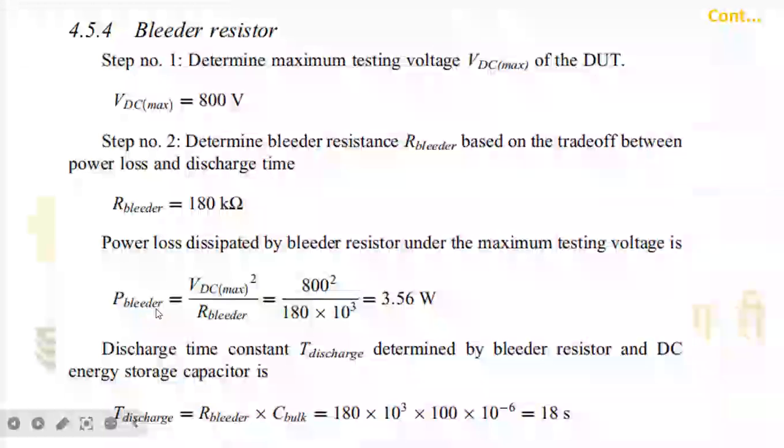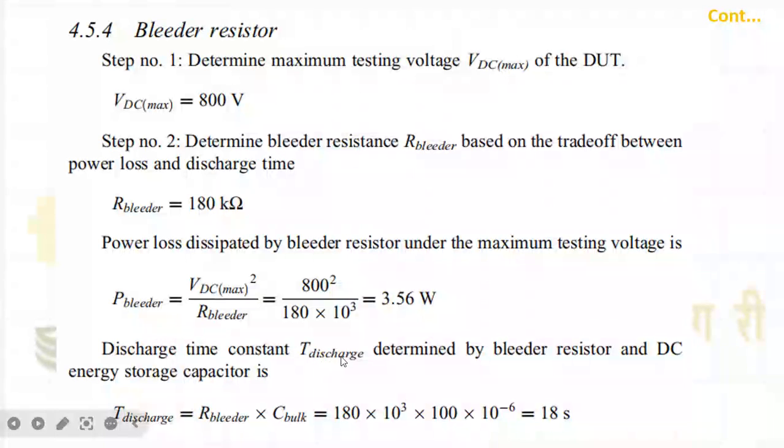I have calculated the power dissipated in the resistance. It comes to be 3.56 watt, which is very little power. So I am okay with this bleeder resistance. With the power, the first criterion is okay because I am getting very little power dissipation. But the second criterion is also important, that its time constant should be 10 second to 20 second.